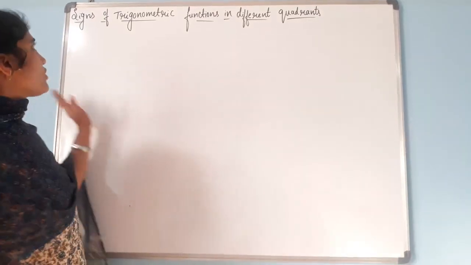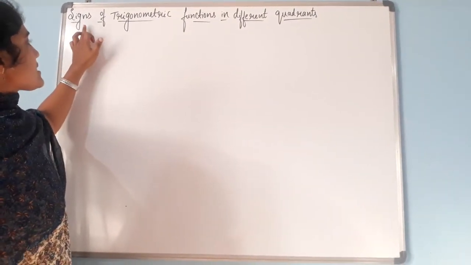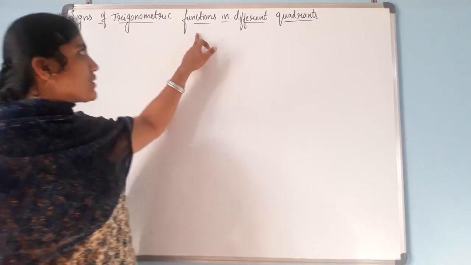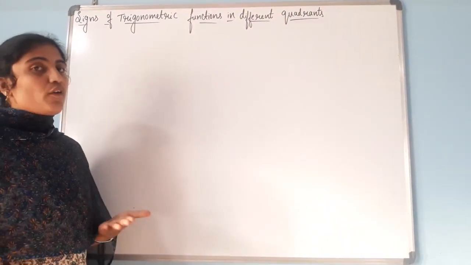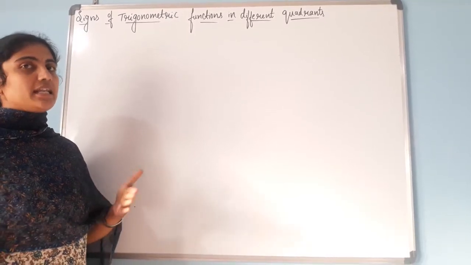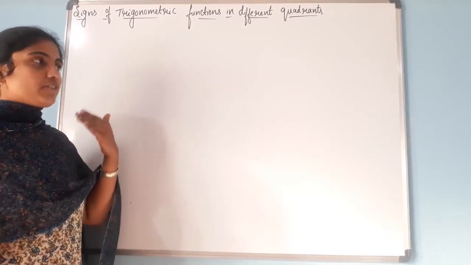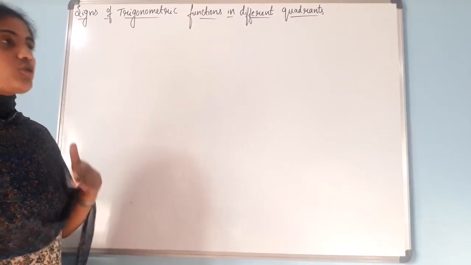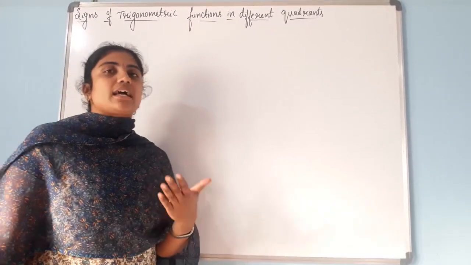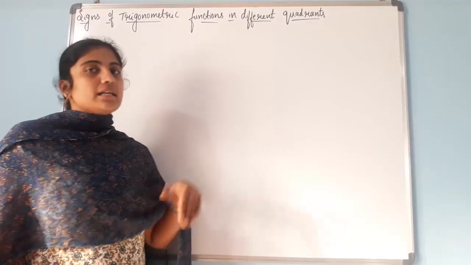So next, let us move to the next topic, that is signs of trigonometric functions in different quadrants. What is the sign of the trigonometric functions in different quadrants? That is, in the first quadrant, which trigonometric function gets which sign. If we go on to the second quadrant, what is the sign of the trigonometric functions? Let us know about that one.